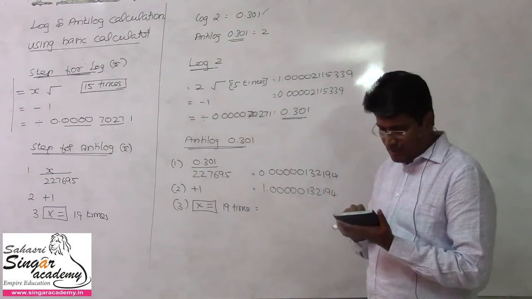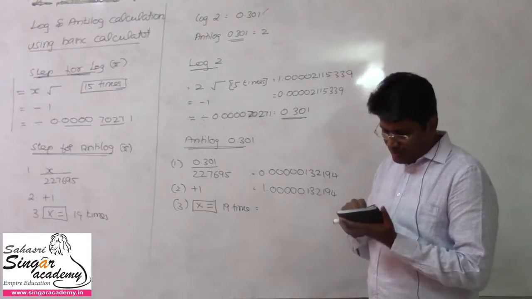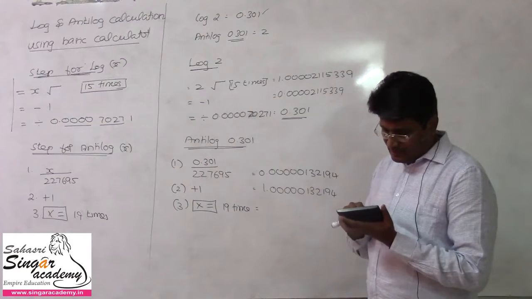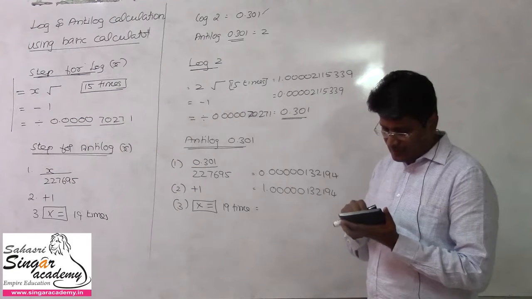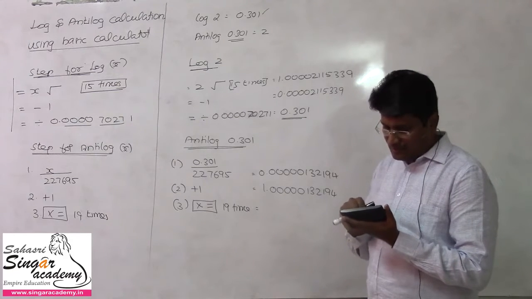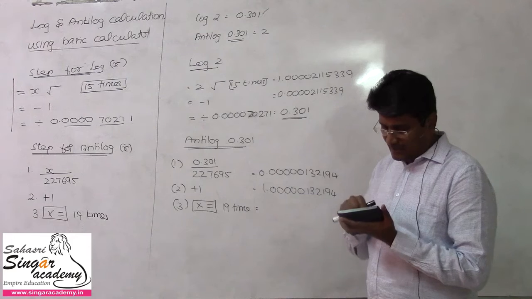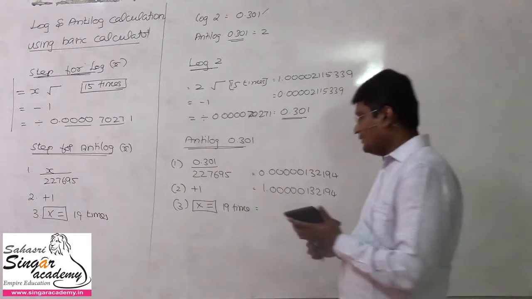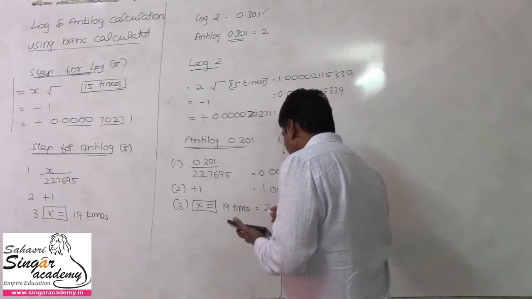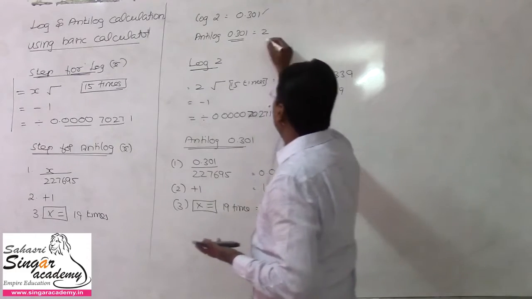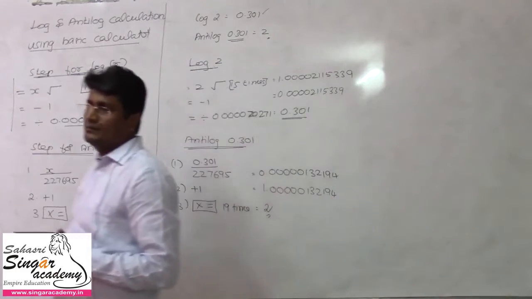So into equal 1, 2, 3, 4, 5, 6, 7, 8, 9, 10, 11, 12, 13, 14, 15, 16, 17, 18, 19. The answer will be 1.999 and so on, and it is nothing but 2. We got this value.